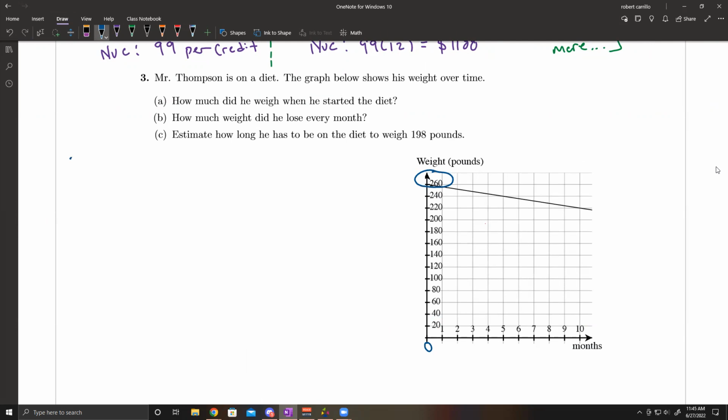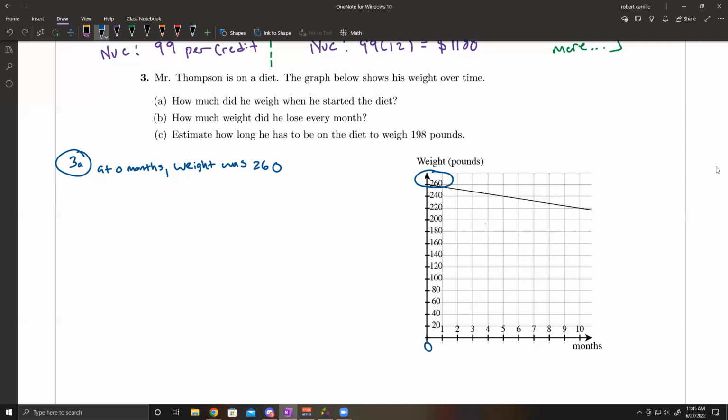So for 3A, how much did he weigh when he started the diet? We can say at 0 months, the weight was 260. So that's the starting weight.